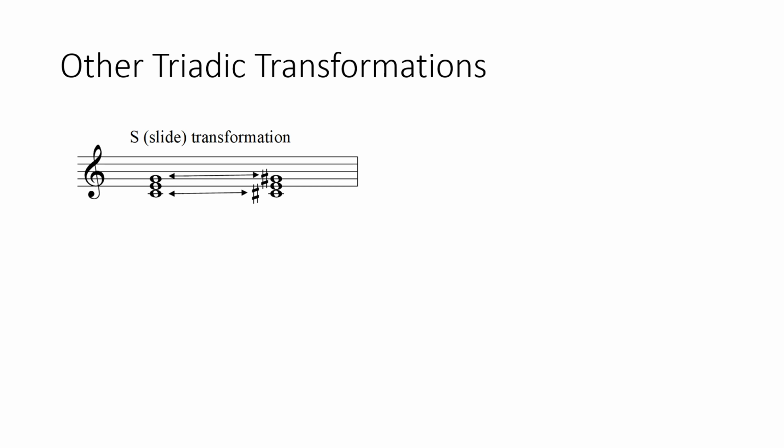In the triadic transformations we've looked at so far, only one of the notes has needed to change, so the voice leading is very smooth. Now with these other triadic transformations, remember there are more flips on the Tonnetz, so the voice leading is not quite as smooth. The slide transformation keeps one note the same, and then the root and the fifth move by half steps like this.